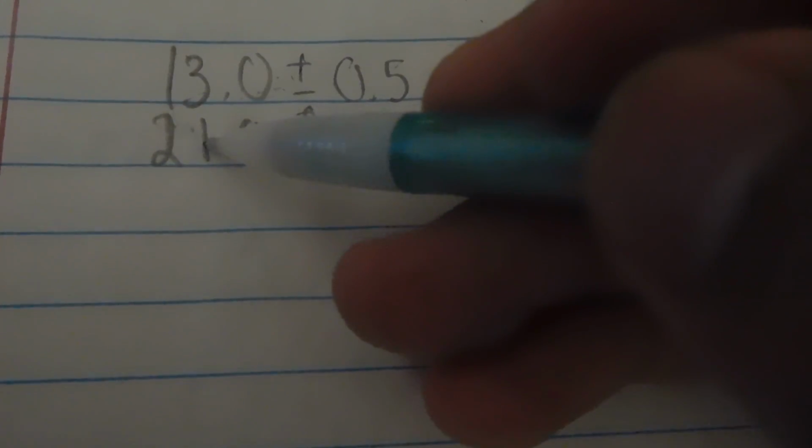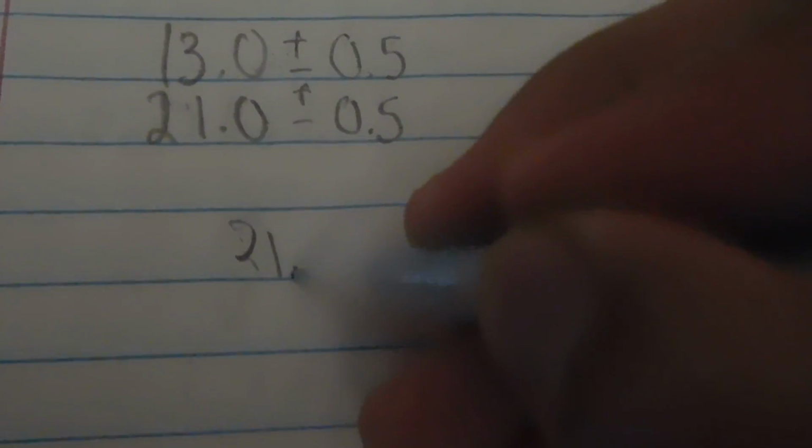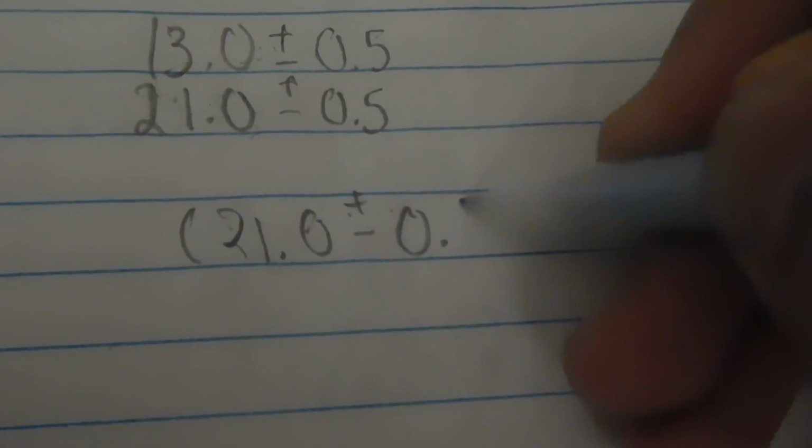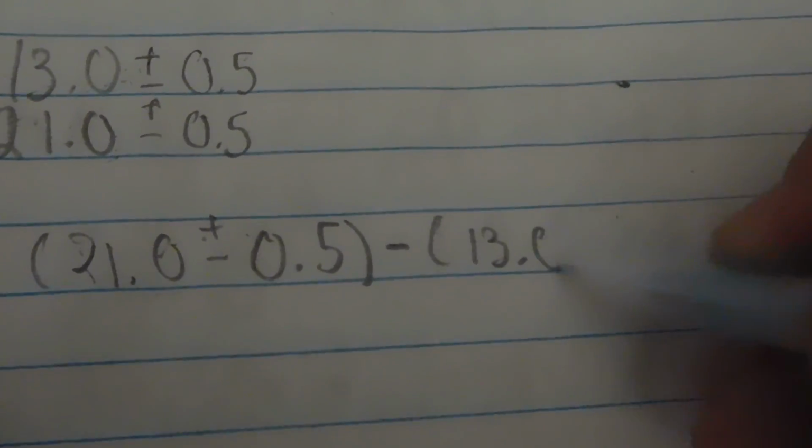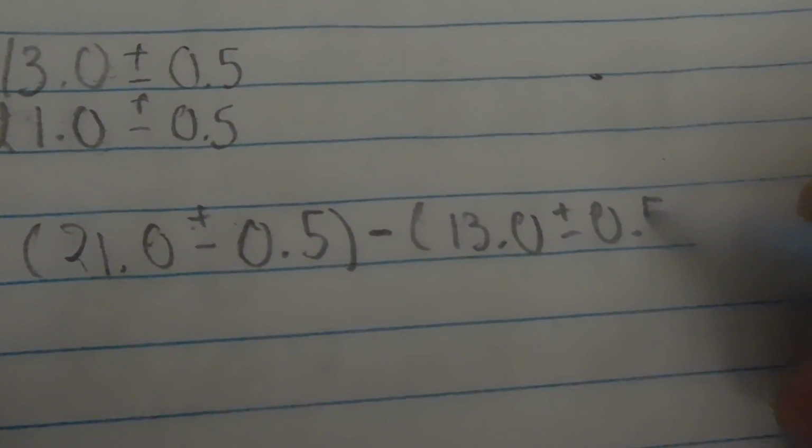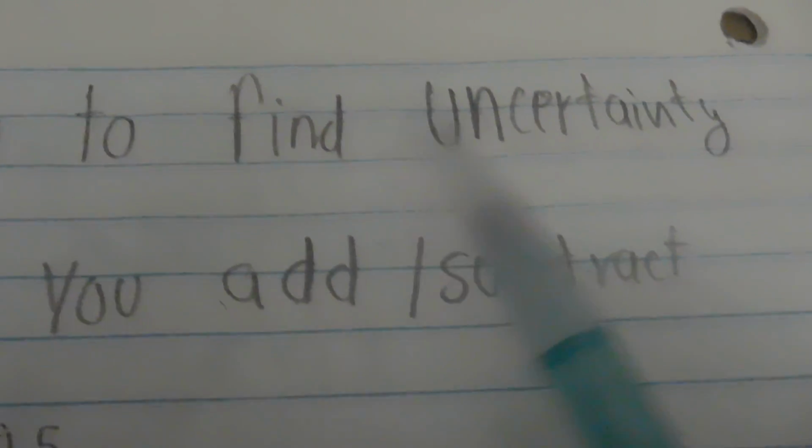And usually when we want to find the volume of the material, it will be 21.0 plus or minus 0.5 subtracted by 13.0 plus or minus 0.5. So now we have the volume after and the volume before. Now this is where finding the uncertainty comes in, when I add or subtract.